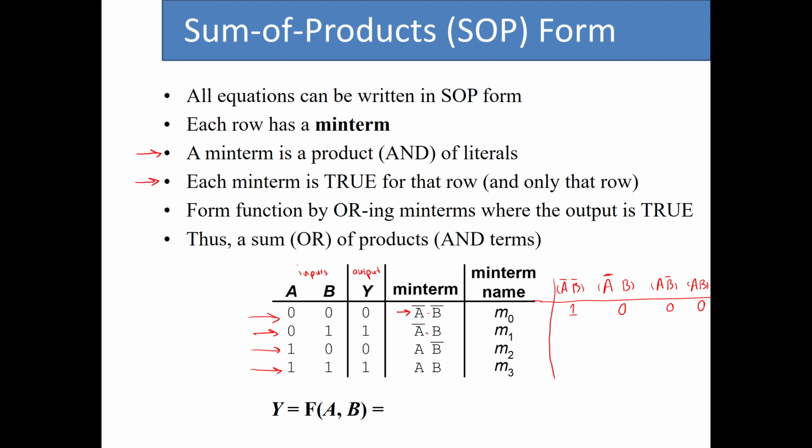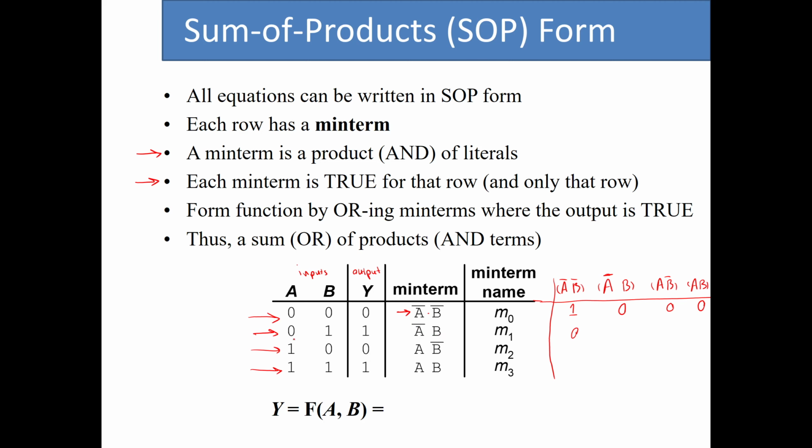So in this case, A bar B bar is going to be 0. Why? Because when A is 0, A bar is 1, but when B is 1, B bar is going to be 0. So the AND of 1 and 0 is 0. But on the other hand, the value for A bar B is going to be 1.